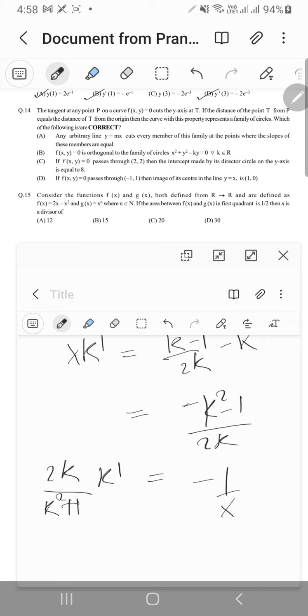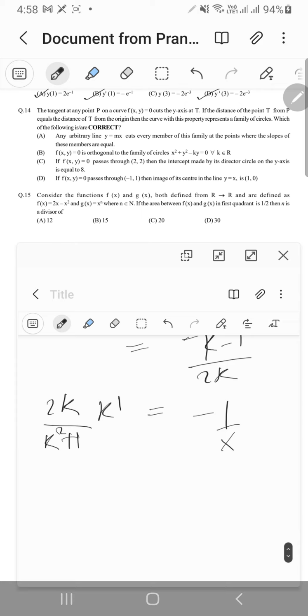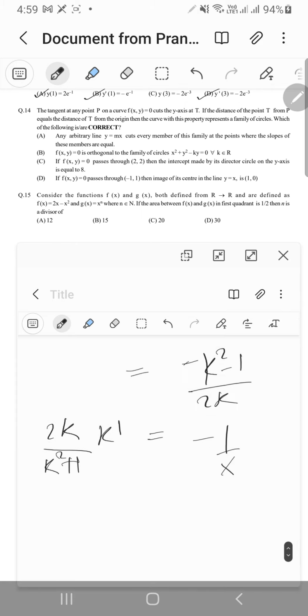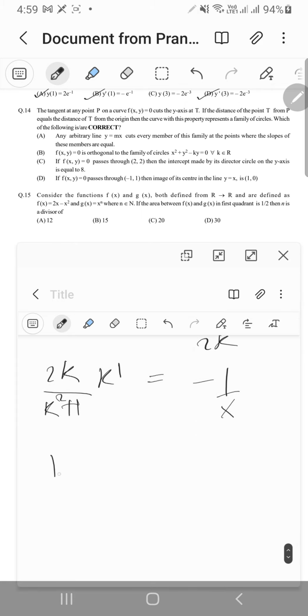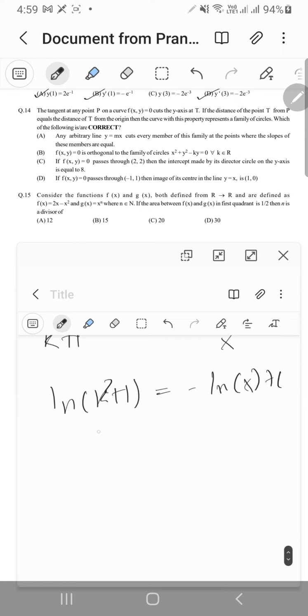Yeah, doesn't that look correct? It's like negative 1. Yes, that looks correct. Cool. Now just integrate this thing. So it should be natural log of k squared plus 1 equal to negative natural log of x plus c. So it's just k squared plus 1 equal to something like cx, okay, ax, actually a upon x.